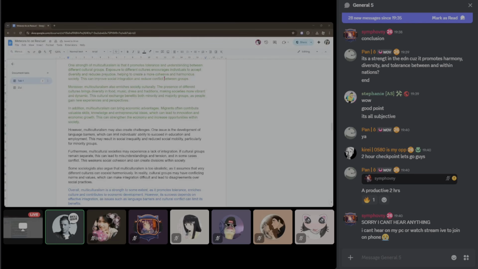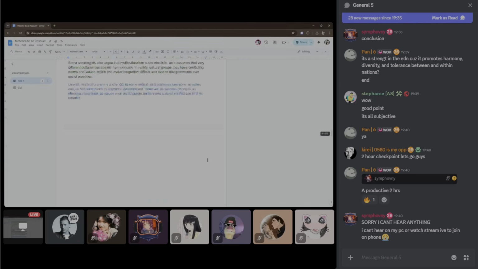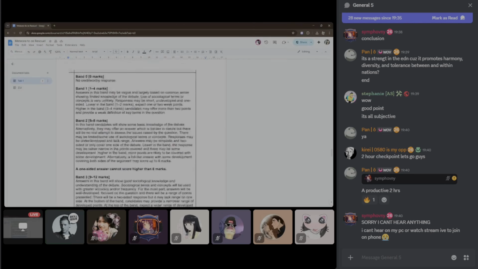Section 3, social inequality. I've already shown this answer, there's no point. What is meant by the term vertical segregation? I'm just going to read it out.